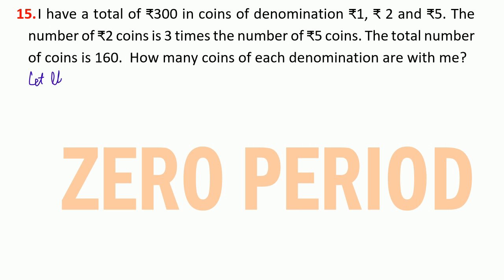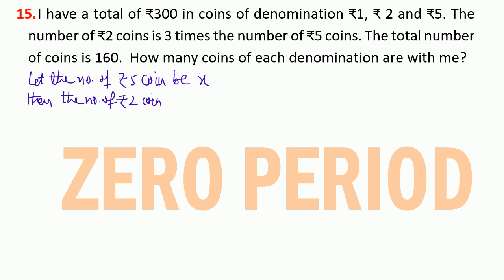Let the number of 5 rupee coin be x. Then the number of 2 rupee coin is equal to, it's 3 times, so it will be 3x.